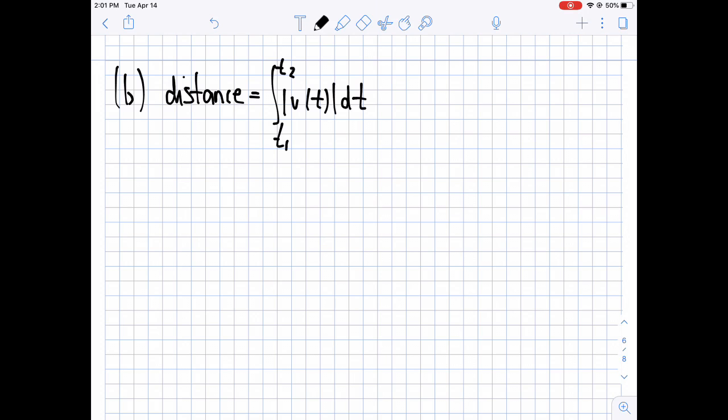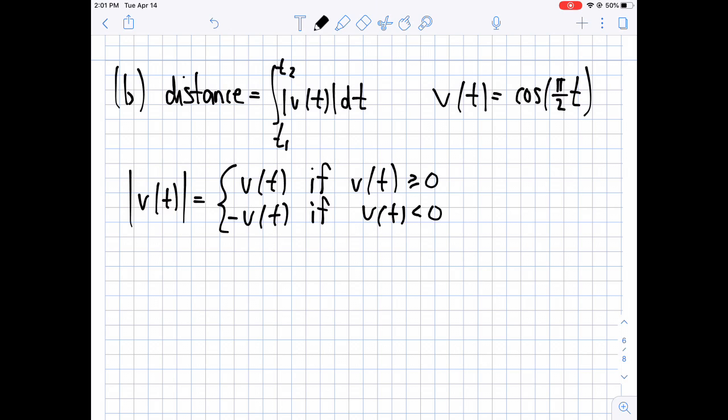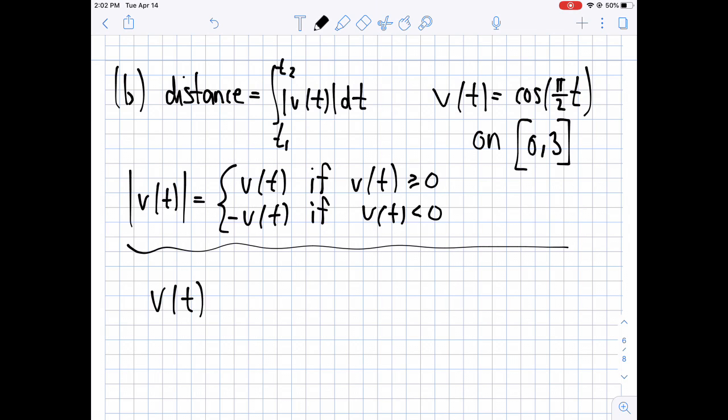Okay, so really we end up with the absolute value of velocity being equal to either just itself if it's already positive, or it's going to be negative itself if it was negative. Okay, now for us, our velocity function is going to be cos of pi over 2t. So really, we are very much interested in knowing when our cos of pi over 2t function is going to be positive and when it's going to be negative. Okay. So really, if you want to know when it's going to be positive and when it's going to be negative on the interval from 0 to 3, then we're going to be very much interested in knowing when it's 0.